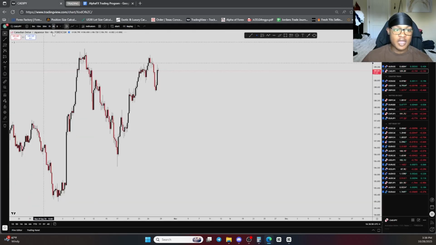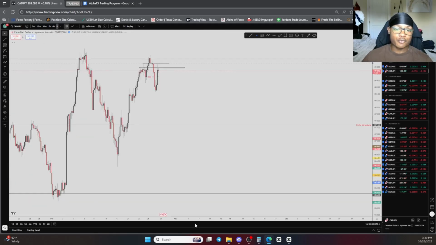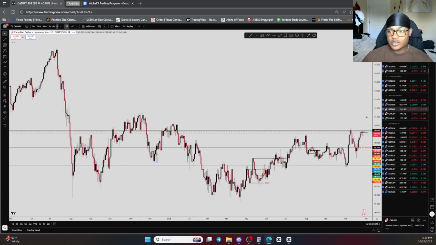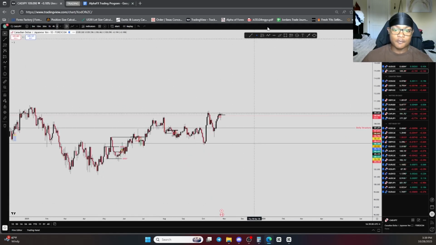Next, we have CAD JPY. CAD JPY is not the prettiest. It is pretty ugly, I'm not gonna lie to you. And so you're about to find out why. So right now we can see that price is in a bullish trend. We performed a recent break of structure, breaking past these recent lower highs, now going to form our new higher high, higher low, recent break of structure.